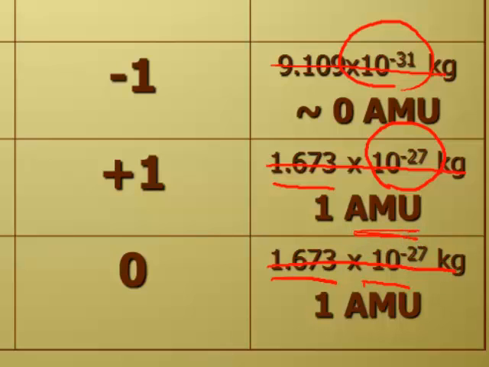AMU is atomic mass unit, and it is an arbitrary unit. Scientists picked it to represent a really, really small amount, because you're going to get really tired of writing 1.673 times 10 to the -27 every time you talk about the mass of a proton or a neutron. And if I talk about carbon that has 6 of those, I'm going to have to multiply it by 6. It's easier to multiply 1 times 6 than 1.673 times 10 to the -27 times 6. The AMU just gives you more aesthetically pleasing numbers.